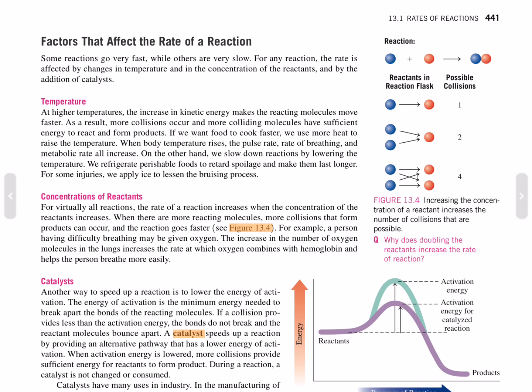Concentration of reactants. For virtually all reactions, the rate of reaction increases when the concentration of the reactants increases. When there are more reacting molecules, more collisions that form products can occur, and the reaction goes faster. For example, a person having difficulty breathing may be given oxygen. The increase in the number of oxygen molecules in the lungs increases the rate at which oxygen combines with hemoglobin and helps the person breathe more easily.